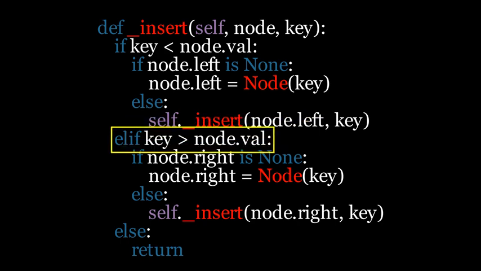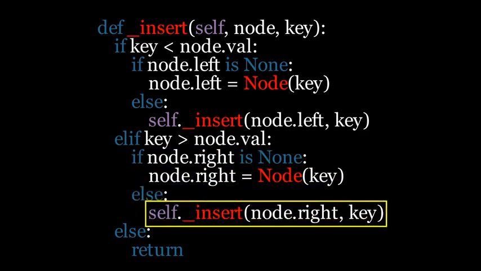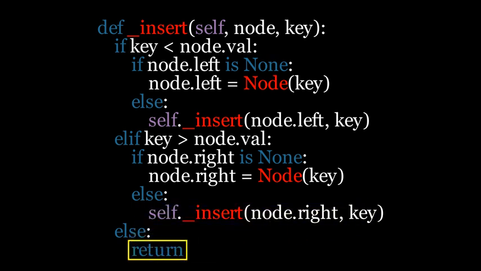If the key is greater than the current node's value, the process is similar but occurs on the right side. The algorithm checks if the right child is none. If it is, a new node with the key is created and set as the right child. If not, the _insert method is called recursively on the right child to continue the search. Else, if the value to be inserted is already present, the algorithm just returns.